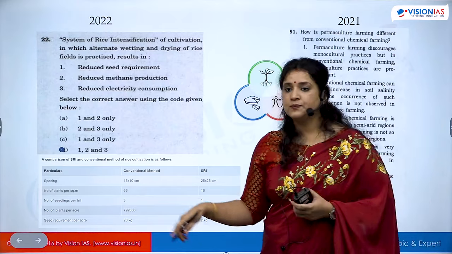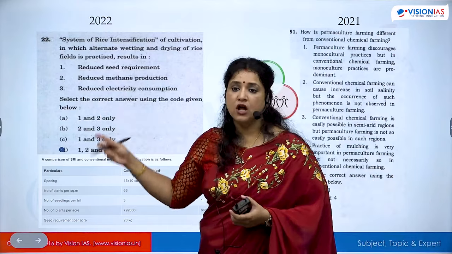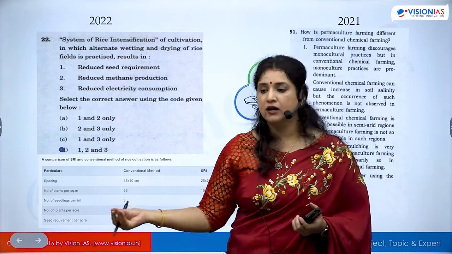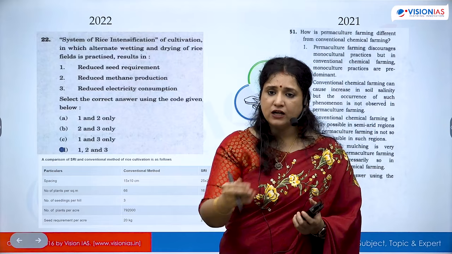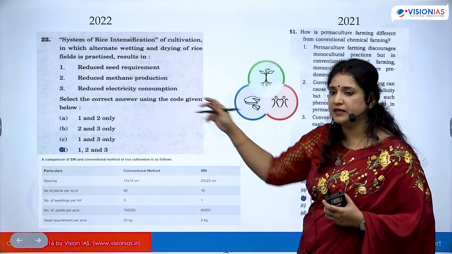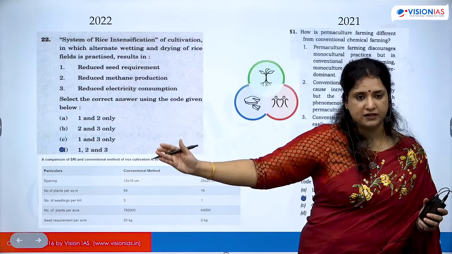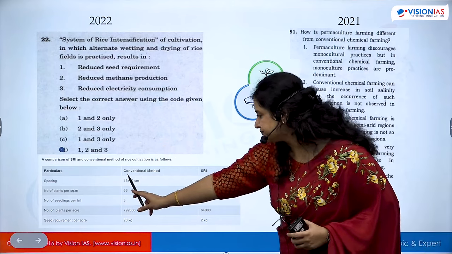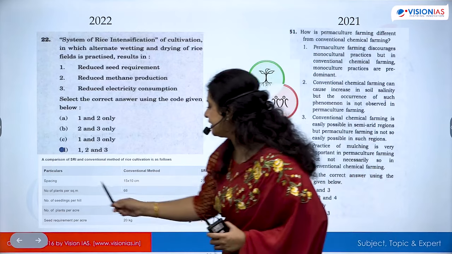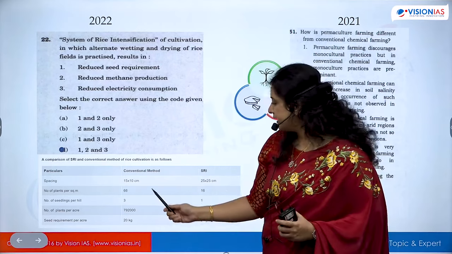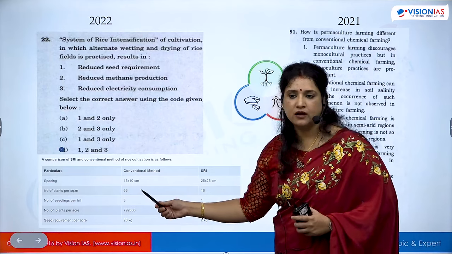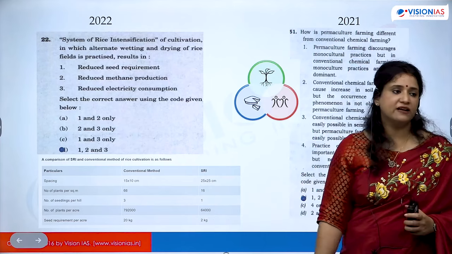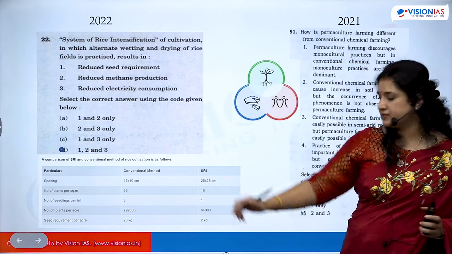The only thing is, with system of rice intensification, normally the seeds are very closely transplanted, the plants are put there very closely. In this particular system, they are spaced. They are well spaced. Okay. So, for example, in your conventional method, the spacing between two plants is somewhere 15 to 10 centimeter. But in system of rice intensification, it is 25 into 25 centimeter. That means the spacing is far.